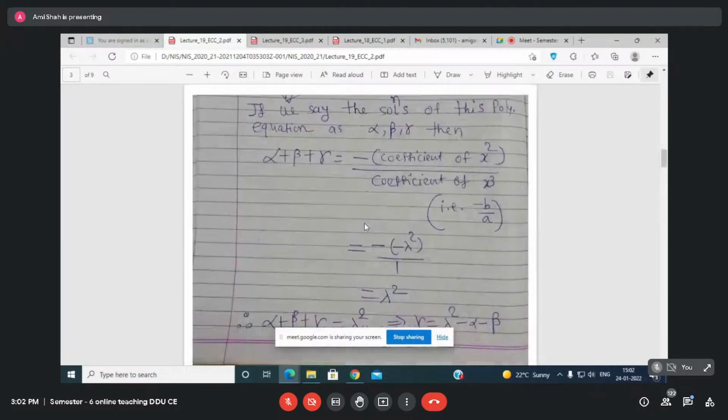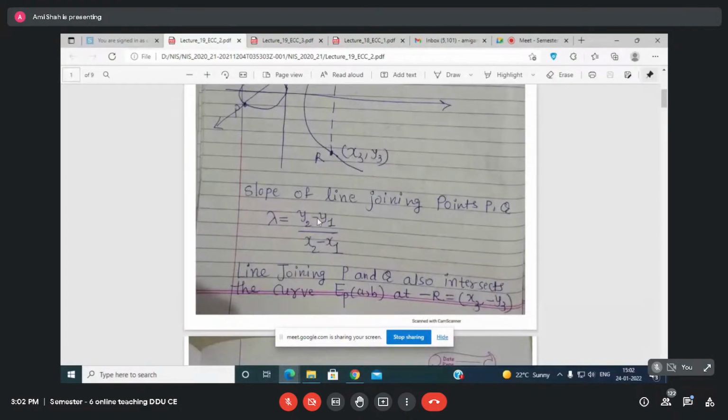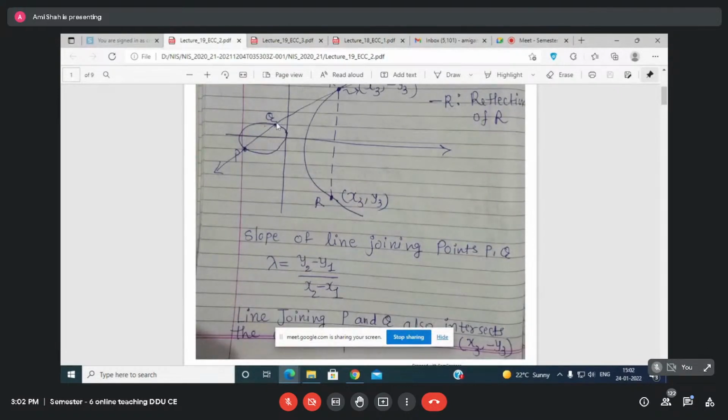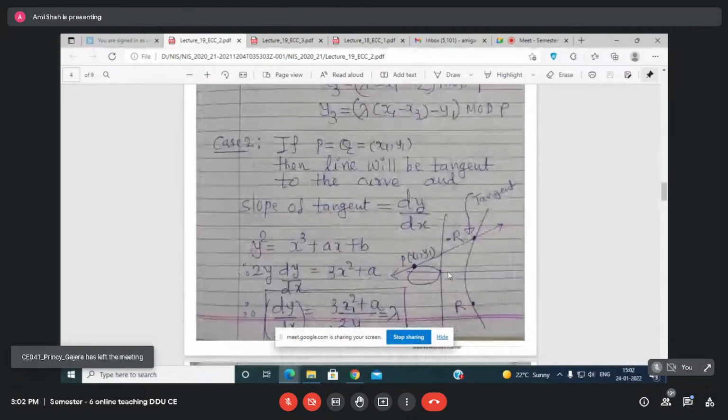So in the first case, how can you find the slope? All of you know that in this scenario, you can find the slope by using this formula, because the x coordinates and y coordinates are different: y2 minus y1 divided by x2 minus x1, right? But here in this case, if P equals Q, then the line will be the tangent to the curve, and the slope of the tangent is dy by dx.